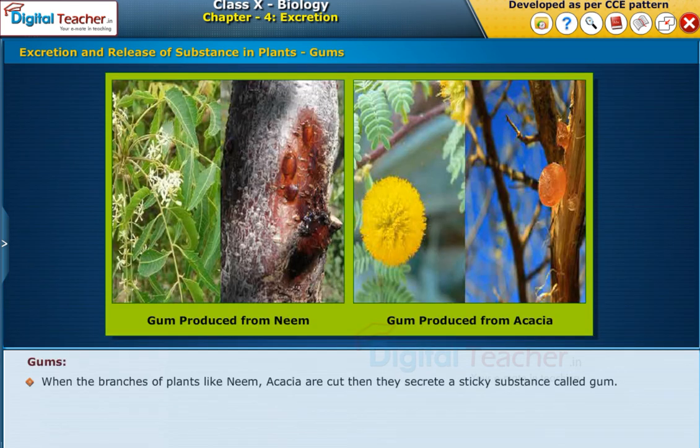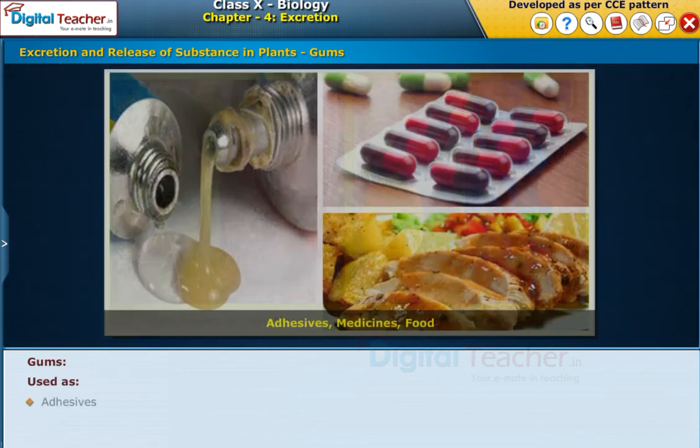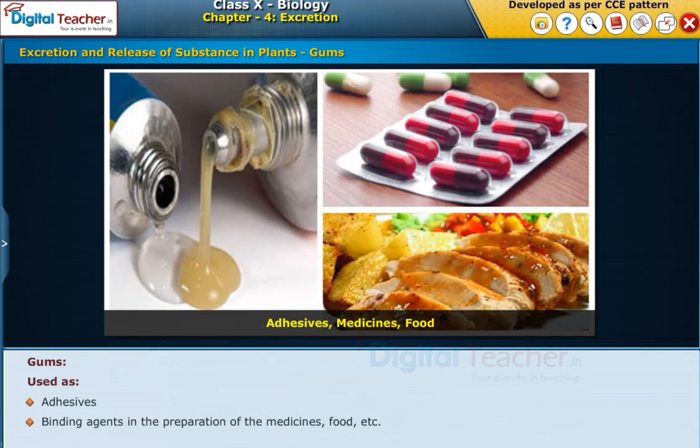Gums. When the branches of plants like neem and acacia are cut, then they secrete a sticky substance called gum. The gum expands by absorbing water, and it helps in the healing of the damaged part of a plant. These are economically valuable. Used as adhesives, binding agents in the preparation of medicines, food, etc. Examples: neem and acacia.